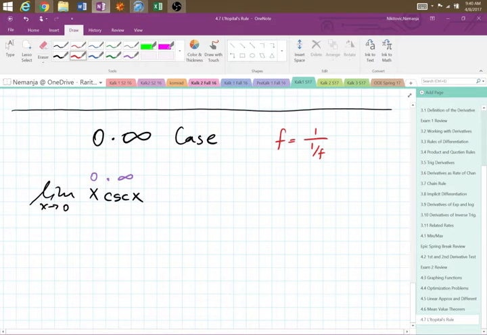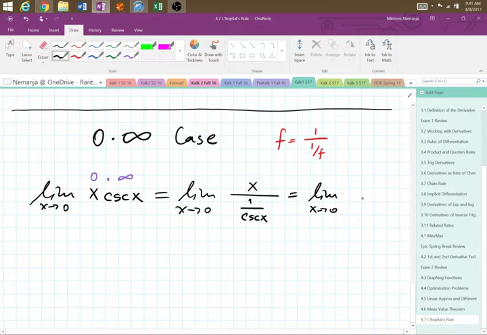So over here, I'm going to immediately rewrite this problem as the limit as x goes to 0. Keep the cosecant x. Actually, no, it's better to switch cosecant x, right? So it's x divided by 1 over cosecant x. And what's 1 over cosecant x? Very good. So now you see that you have 0 over 0, and you can use L'Hopital to get the answer.